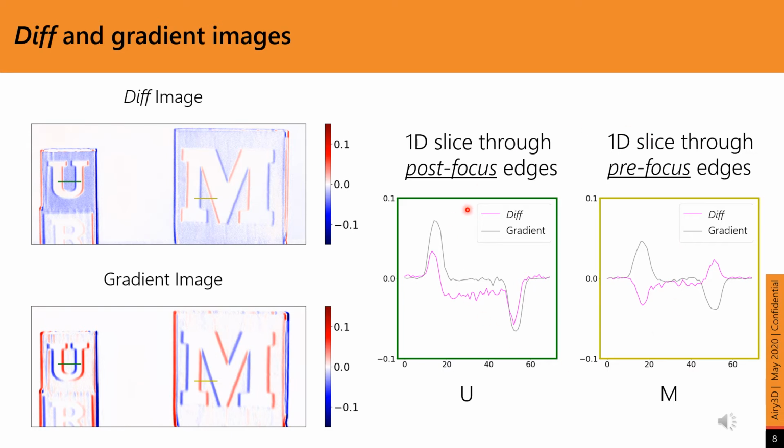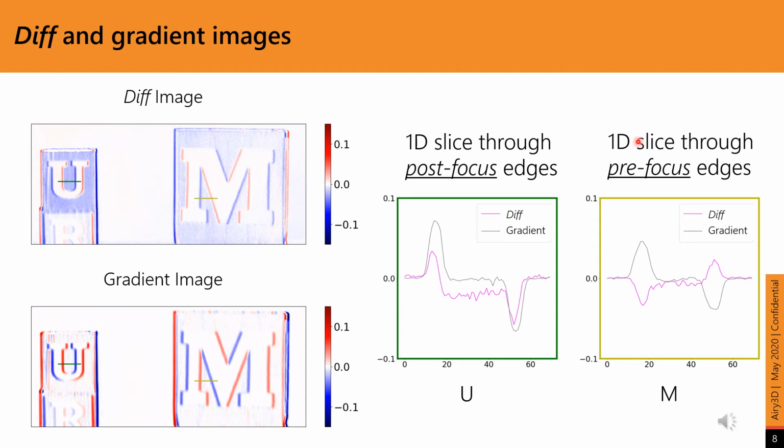The plot on the left is through the U's, while the one on the right is through the M's. The peaks in these plots correspond to the edges. For the U block, the diff and the gradient images share the same sign. That is, when the gradient is positive, so is the diff, and vice versa. While on the M block, they have the opposite signs. So when the gradient is positive, the diff is negative, while when the gradient is negative, the diff is positive.